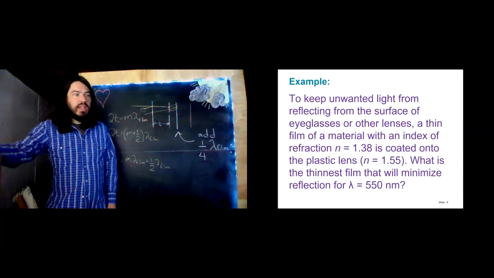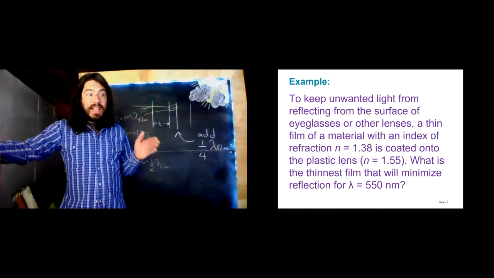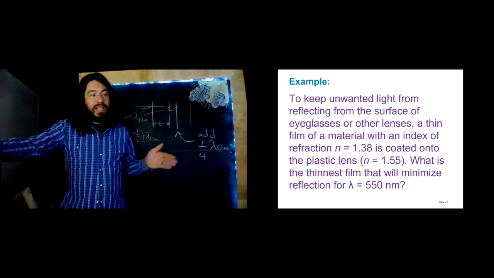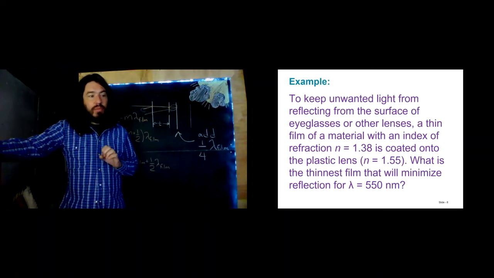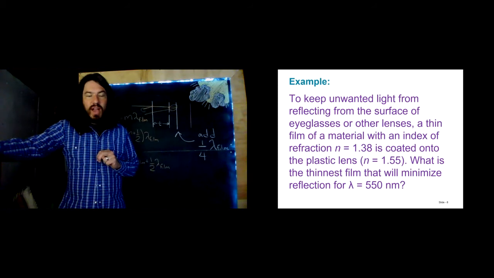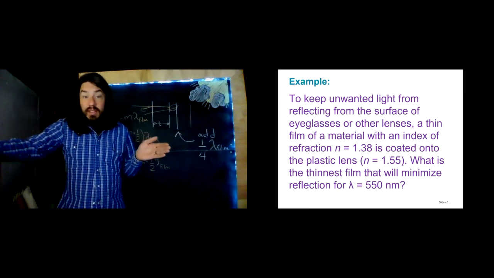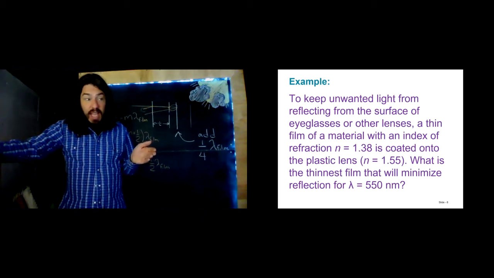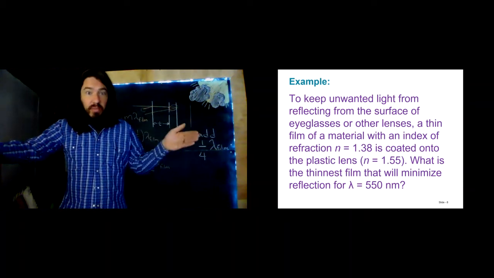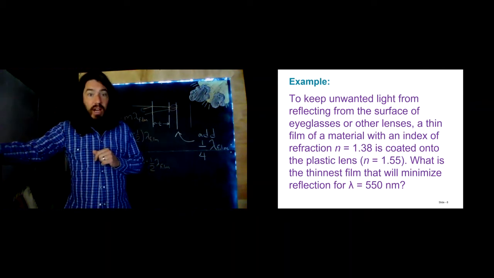Okay, here's another example. To keep unwanted light from reflecting off of the surface of eyeglasses or other lenses, a thin film of material with an index of refraction of 1.38 is coated onto the thin plastic lens. What is the thinnest film that will minimize reflection for lambda equals 550 nanometers? Why don't you go ahead and pause the video and see how far you can get with this, and if you get stuck, hit go until you get unstuck, and then pause it again, and let's see how far you can make it on your own.